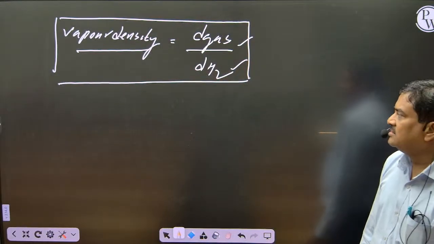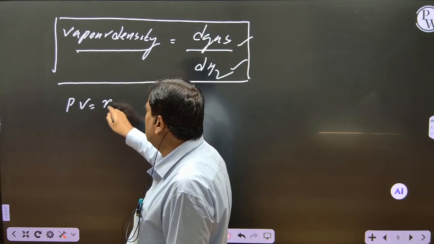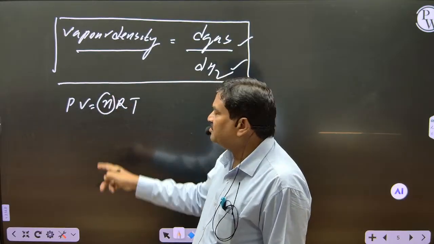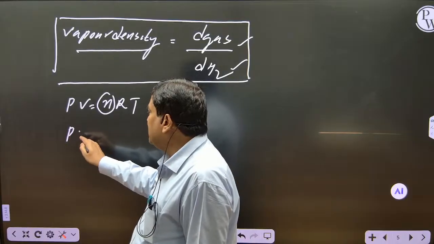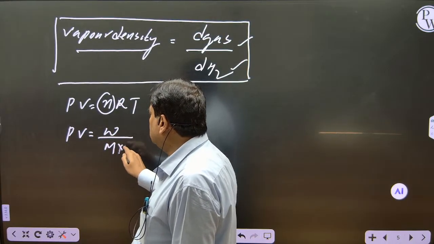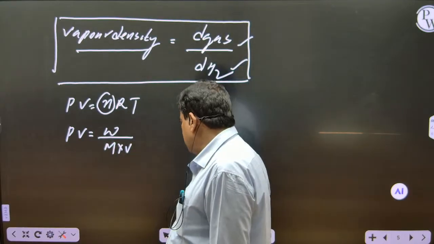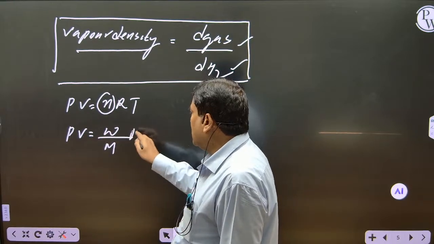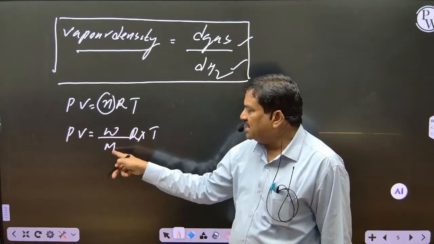Now just now we wrote the ideal gas equation, students. What is that ideal gas equation? PV is equal to nRT, we wrote, no? Now in place of n, number of moles, what do we write? Mass by molar mass. So PV is equal to W by M into RT, correct? Understood, no? So number of moles we are writing as mass by molar mass.